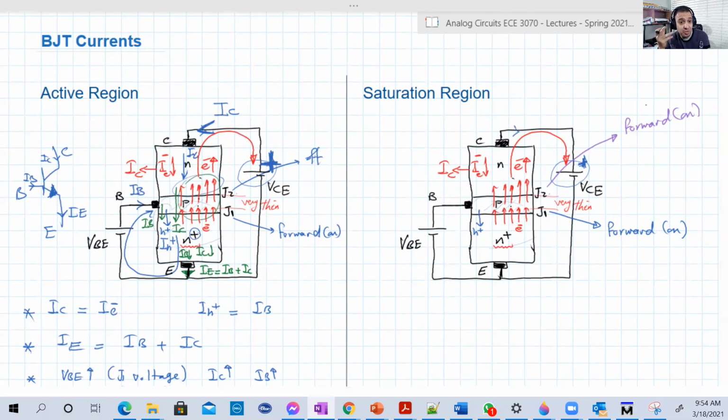So what is that change? Will it change our currents? Basically now J2 is forward and on, so there will be a charge exchange between the base and the collector. So there will be holes moving from the base to the collector, I'm sorry, in the beginning there will be holes moving from base to collector. And now there will also be electrons moving from the collector to the base. And now look at IC. There will be changes as well.